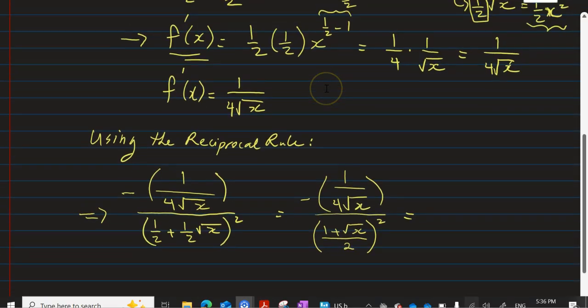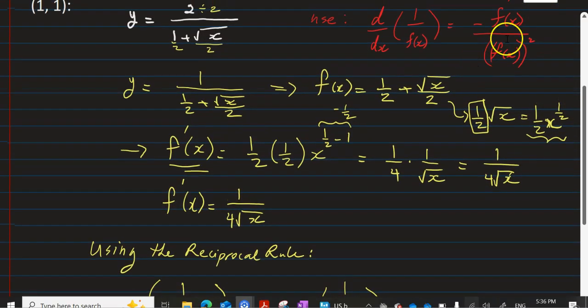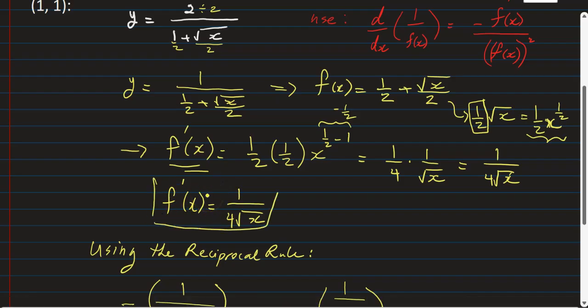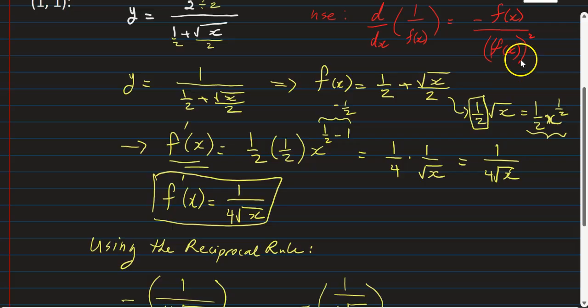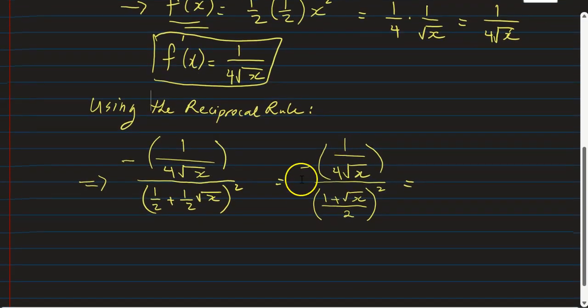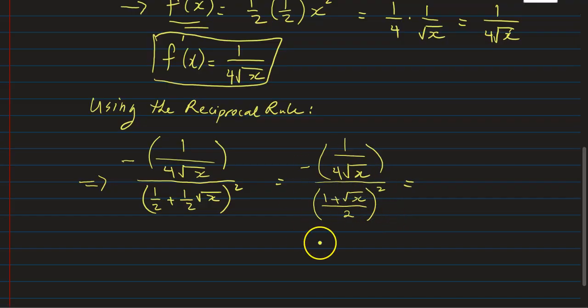Once you have substituted the value of f prime of x, which we found here, plugged back into the reciprocal rule, the denominator is f of x squared, and there's a negative in front. We plug in the actual expressions and a square, and then we simplify. When you simplify the denominator, you get 1 plus root x over 2 all squared, and you can further simplify this, and it becomes negative 1 over root x over 1 plus root x all squared.